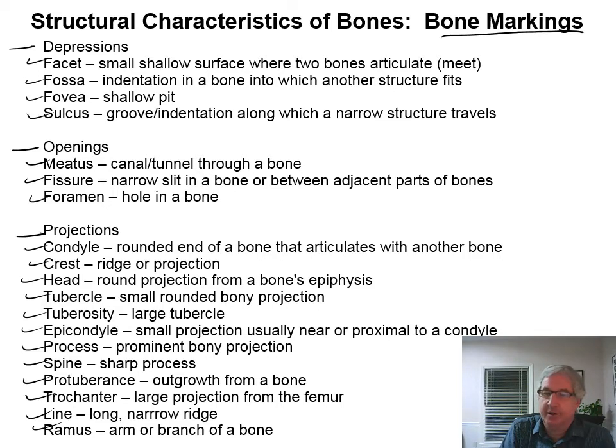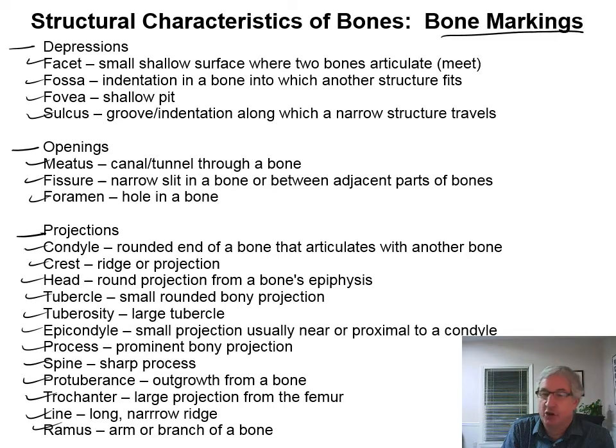A head is a round projection from a bone's epiphysis, which is the end of a bone. Tubercle is a small rounded bony projection. Tuberosity is a large tubercle. Epicondyle is a small projection, usually near or maybe proximal to a condyle. And a process is a bony projection.